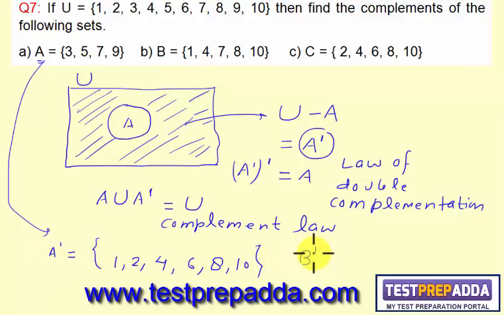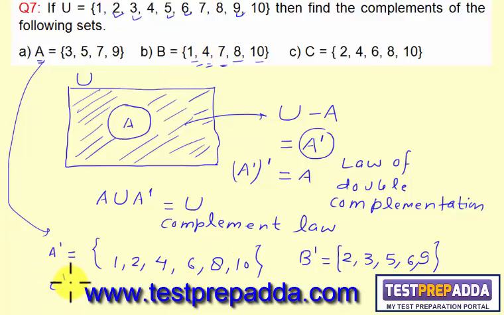Now the complement of set B. All the elements which are there in U but not in B. So you can see 1 is there in B, so I'll not select 1. I'll select 2, 3, 5, 6, 9. You can see 8 is there, 7 is there, 4 is there, 1 is there.